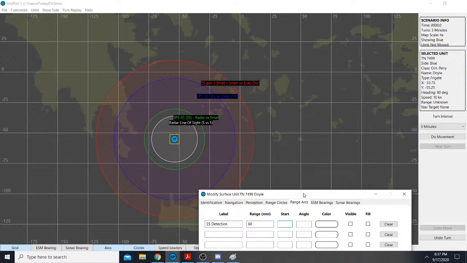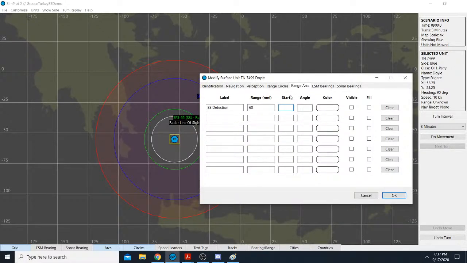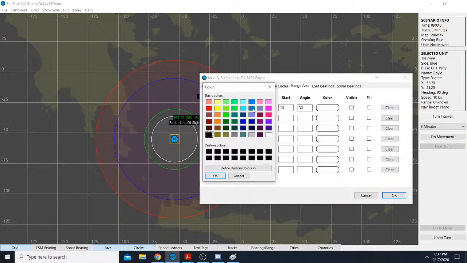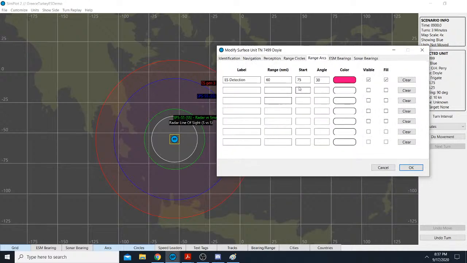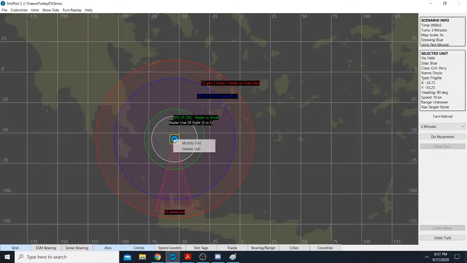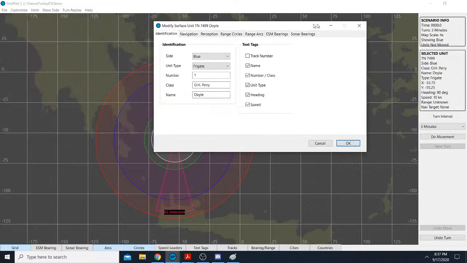90. So I would say like start of, this isn't going to be perfect, but this, and I would say 30 degrees, and I would give it a color of whatever, right? And I would make it visible. Does this make sense right here? That's the start degree. I don't want to get too deep into that Simplot too, but that's the start degree, and that's the angle. Oops, hopefully I didn't. No, I did that wrong. What degree is he heading? Oh, it's relative degrees. Sorry. It's relative bearing. Apologies about that.